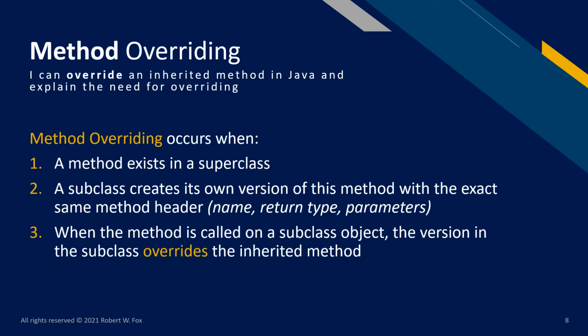Method overriding is actually a fairly simple concept, and it has three characteristics. The first is that we have a method in our superclass. And the second is that a subclass creates its own version of this method with the exact same method header, which means name, return type, and parameters. So the superclass has a method, and the subclass has its own version of that exact same method. And then, when the method is called on a subclass object, the version in the subclass overrides the inherited method. Now that was kind of a mouthful, so let's see it in action.